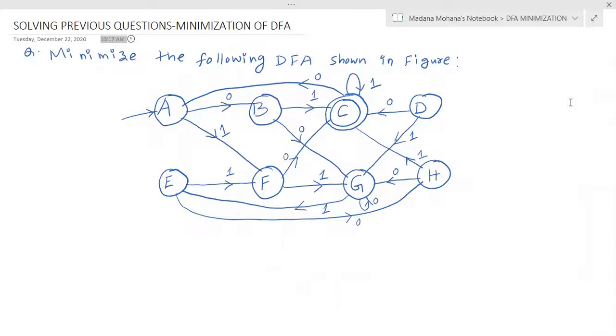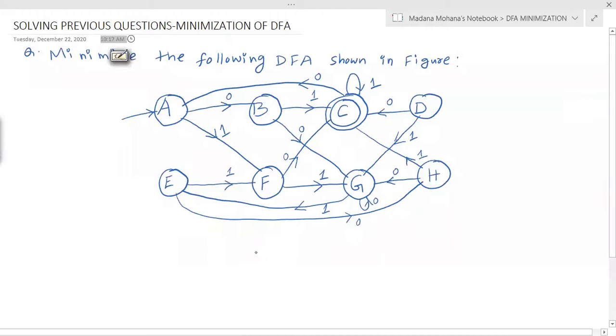This is one of the previous questions collected. The given question is: minimize the following deterministic finite automata shown in the figure. This question is taken from a previous question paper. This is the DFA given in the following figure, which is called a transition diagram.